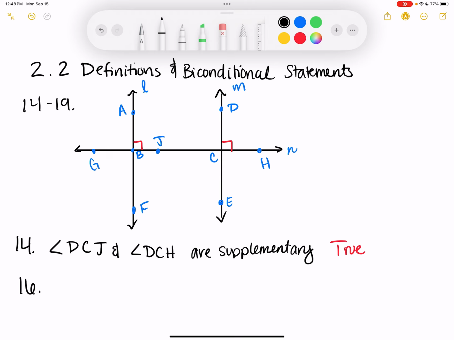Segment FB is perpendicular to line N. So that's this right here. Is this perpendicular to line N? Yes, so this is true.